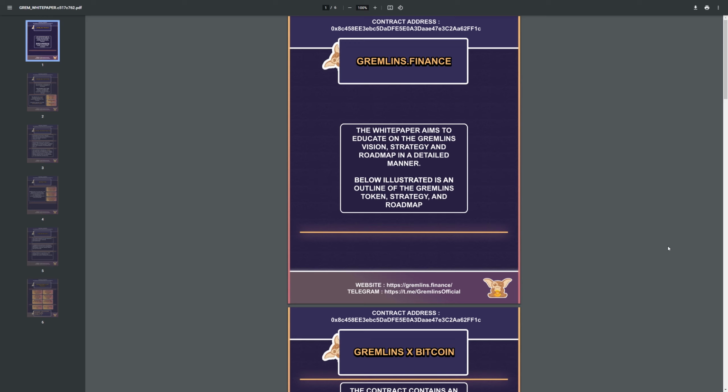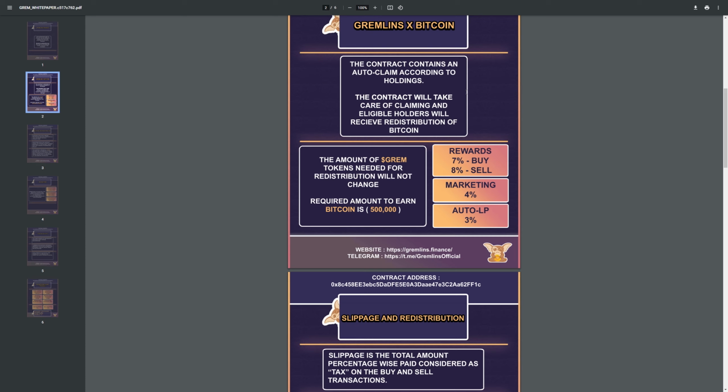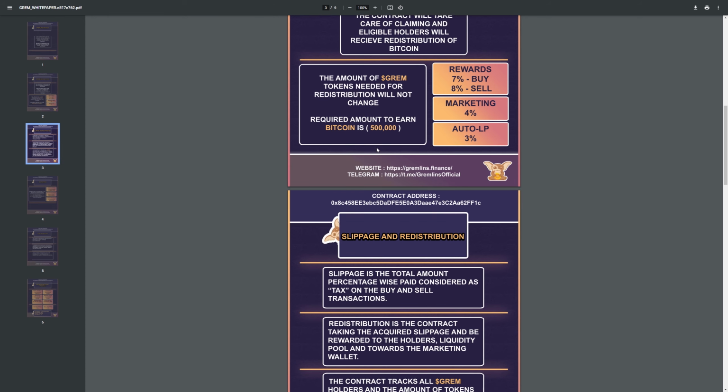And below illustrated is an outline of the Gremlin's token strategy and roadmap. They've got the contract address up here for when it officially drops. But let's take a look down here. So Gremlin X Bitcoin, the contract contains an auto claim according to holdings. The contract will take care of claiming eligible holders, which will receive redistribution of Bitcoin. So we've already read this right here, but it says the amount of Grim tokens needed for redistribution will not change. And the required amount, like we say once again, is 500,000 Grim to get that Bitcoin.